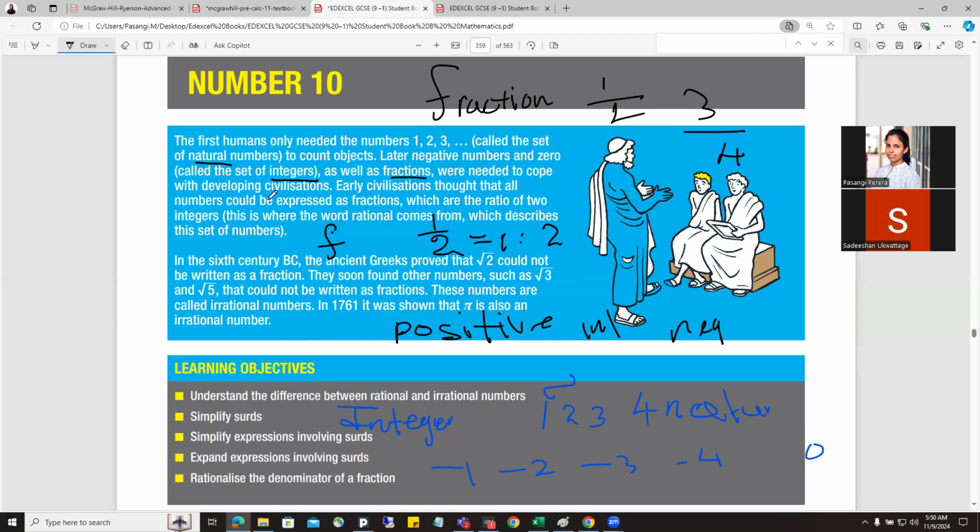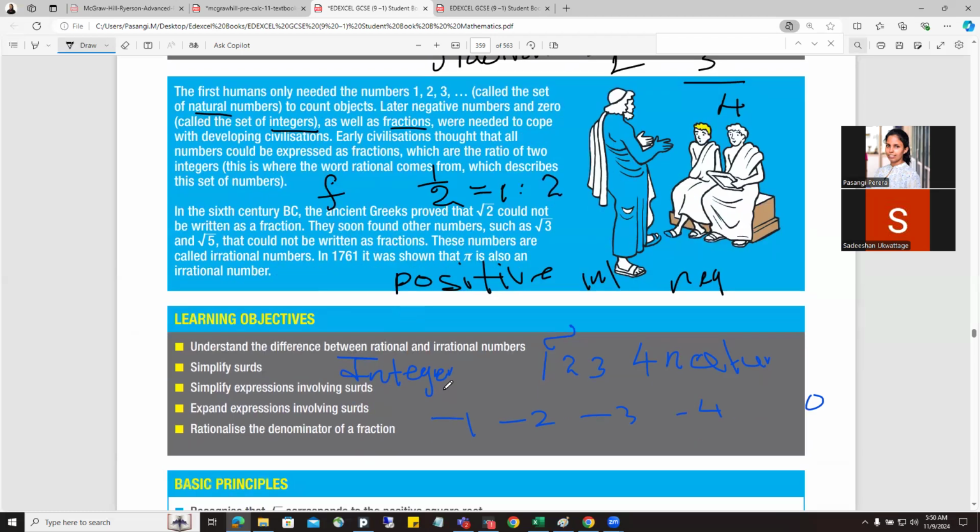Instead of these ones, in the 6th century BC, the ancient Greeks proved that square root 2 could not be written as a fraction. If we take square root 2, they found that we cannot write the square root 2 as a fraction.